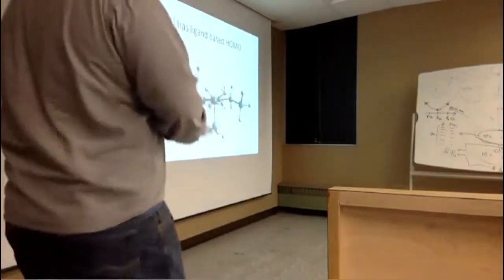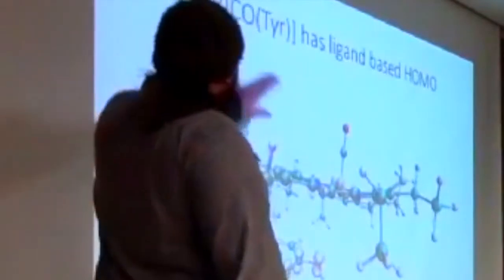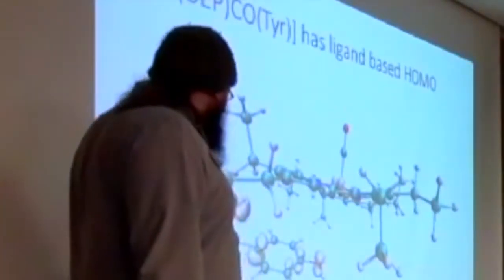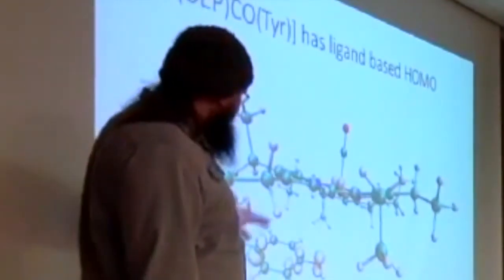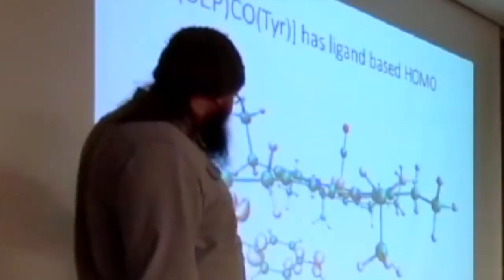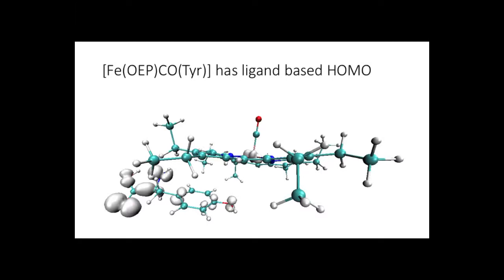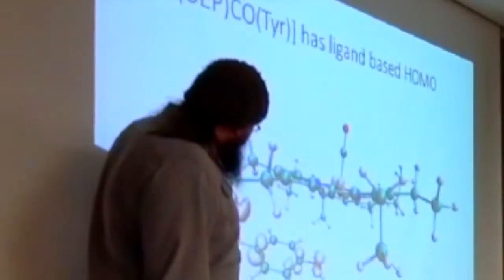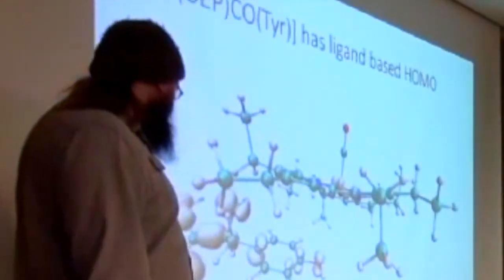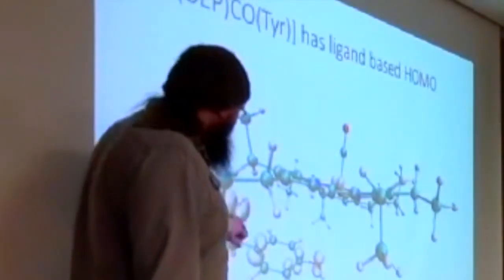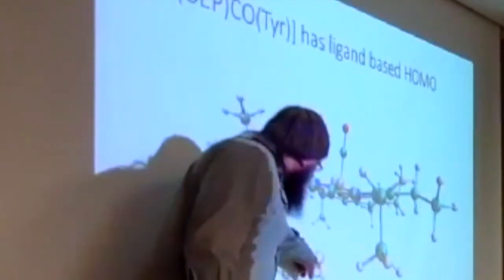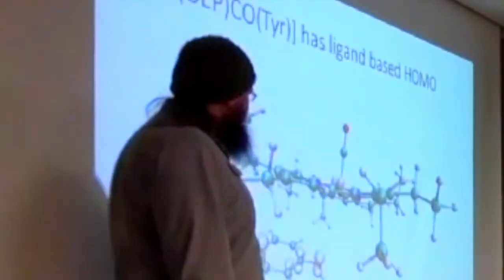And here's where things get really funky. When I put the tyrosine on, the tyrosine fell off. And so we can see here that most of the electron density is on this tyrosine ligand. You can see it's coming out here. Here's the carbonyl side, here's the amino side of the amino acid, and then here's where it should be ligating to the metal.